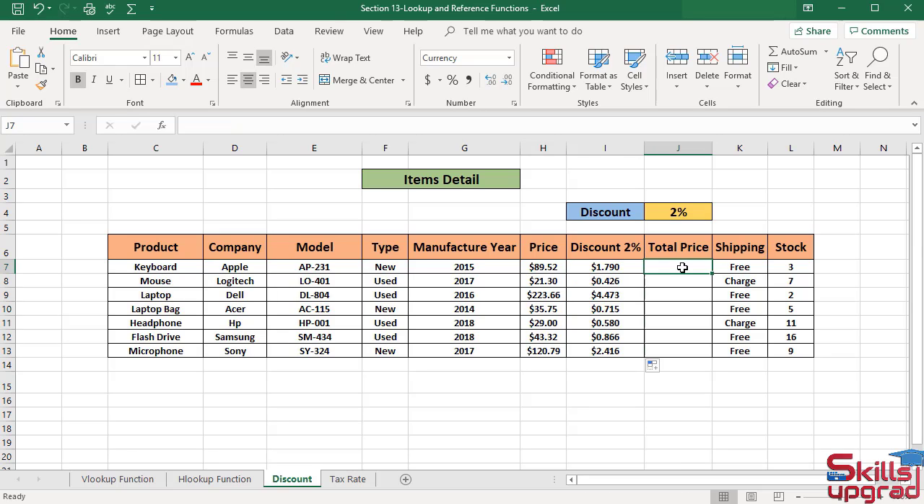To calculate total price of product, subtract the discount rate value from gross price. Activate this cell. Enter equal sign. Click gross price. Enter subtraction operator. Click cell reference I7. Press enter. You have total price of product. Copy and paste the formula in other cells. In this way, you can calculate the discount on price value.